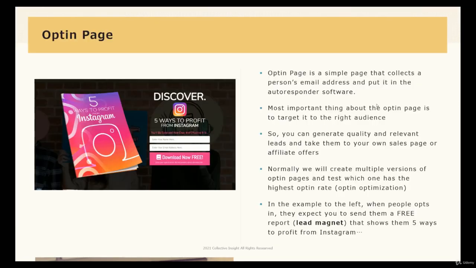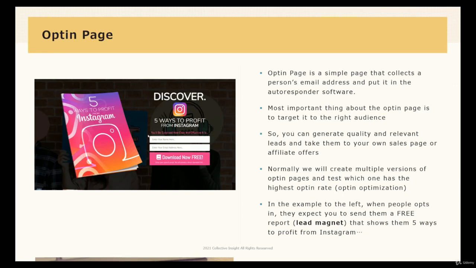So we talked about this in a previous module. An opt-in page is just a simple web page that collects a person's email address. Normally you will integrate this opt-in page with your autoresponder software, so you will put the email address in your list, okay? The important thing about the opt-in page is that it has to target the right audience. Super important, okay? You don't want to mix up audiences because it just won't work. Generally, you can generate quality and relevant leads and take them to your own sales page or affiliate offer.